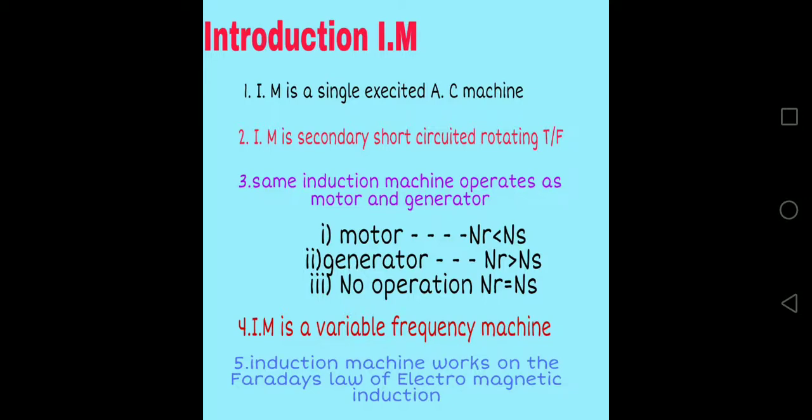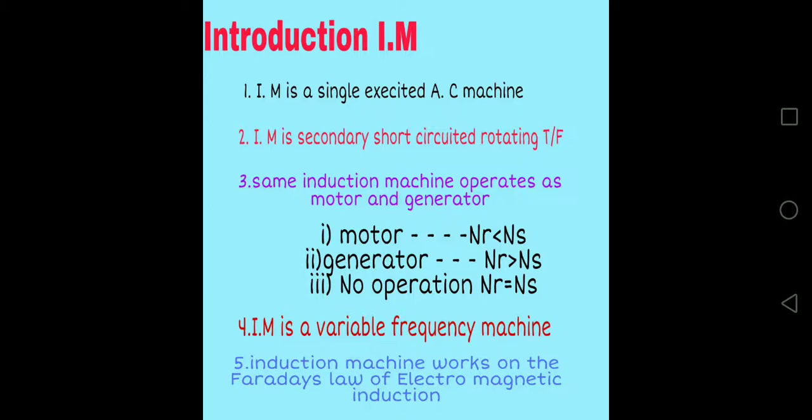Introduction to the induction machine. An induction machine is a single excited machine. Single excited means the supply is given to only one side, that may be the stator side or the rotor side. Then it is called a single excited machine. But in a synchronous machine, we give supply to the stator and the rotor winding. So synchronous machines are doubly excited machines.